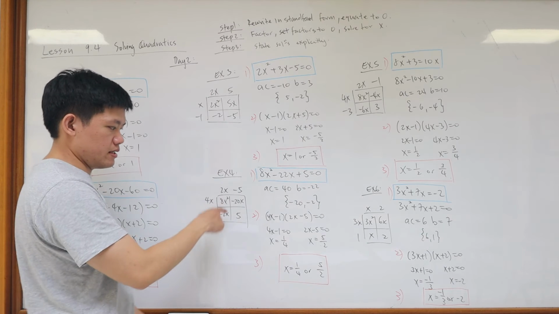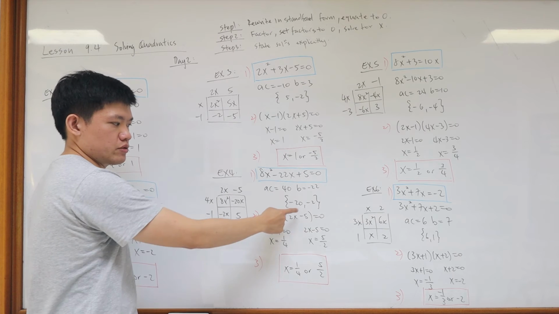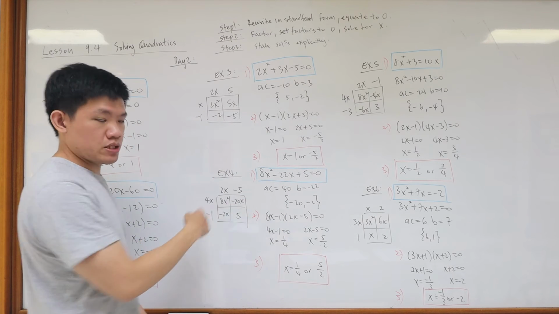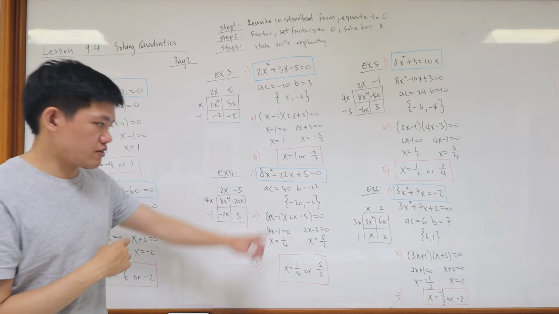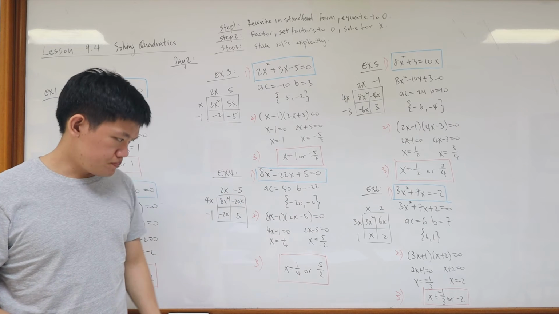So using the box method, the diagonals are just a and c, and this side here is the two factors we found. Go and factor each of these. Make sure you double check. So the factored form would be 4x minus 1, 2x minus 5, and this is equal to 0.